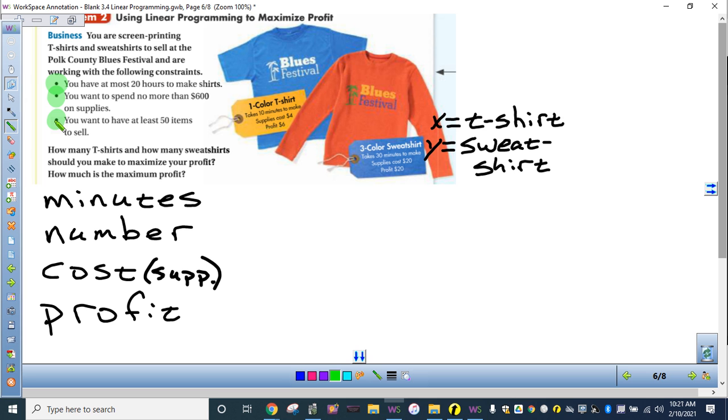Okay? So the first bullet point says you have at most 20 hours to make t-shirts. Second one says you want to spend no more than $600 on supplies. Third one says you want to have at least 50 items to sell. Okay. So on the t-shirt, they have these little tags. The first one says one color t-shirt takes 10 minutes to make. Supplies cost $4, profit is $6. The sweatshirts take 30 minutes to make. Supplies cost $20, profit is $20. So there's the whole thing.